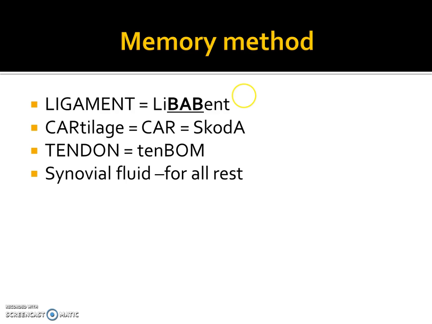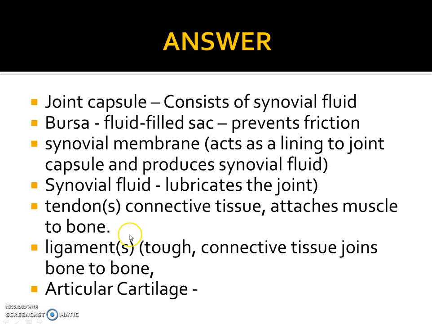So if we start on here, I've got ligament. Ligament is respelt to "libabant". Cartilage is respelt, as we've talked about, car into SCODA. Tendon changes to "tembom". Synovial fluid should be mentioned in all the other 4 structures. From there, the answer to that one will be these key things. Have a look, see if you've got the right thing. You need to have named it, and you need to have the function of each bit of it, or what's within it, and how it helps a joint become effective and efficient.